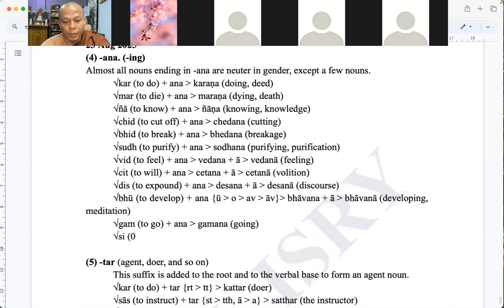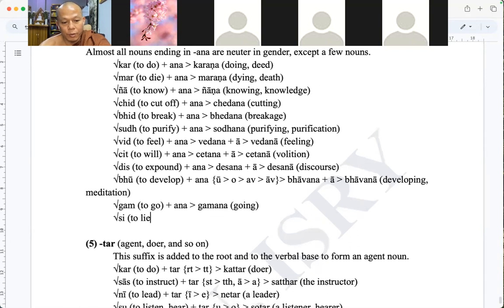And then the root si is to lie down. We have sayana, like nayana, and so on. Sayana means lying down, but later it is a seat. What we see there, Bhante, is why E is not changed into A? We have aya; E is changed to aya, because it is A and R now, two vowels. Yeah, I got it.